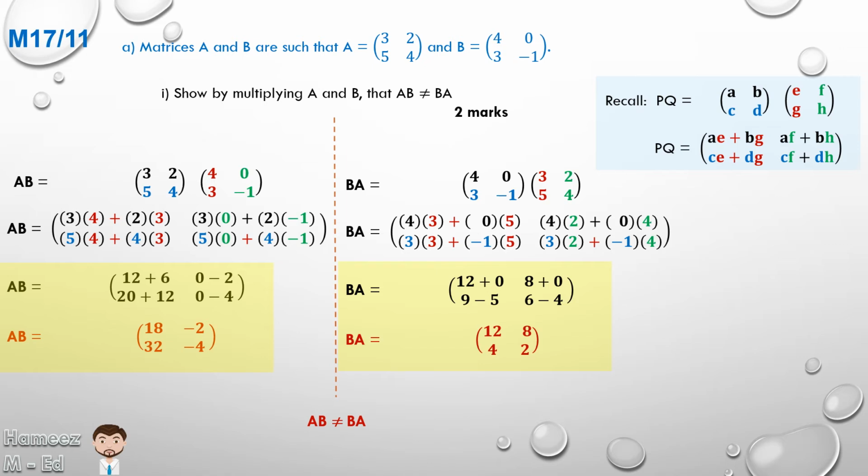However, if the first elements happen to be the same, then we work out the second element in each of them. And if they were the same, then we work out the third, until we get at least one element in the same position in both AB and BA that is not the same. And that proves that AB is not equal to BA.